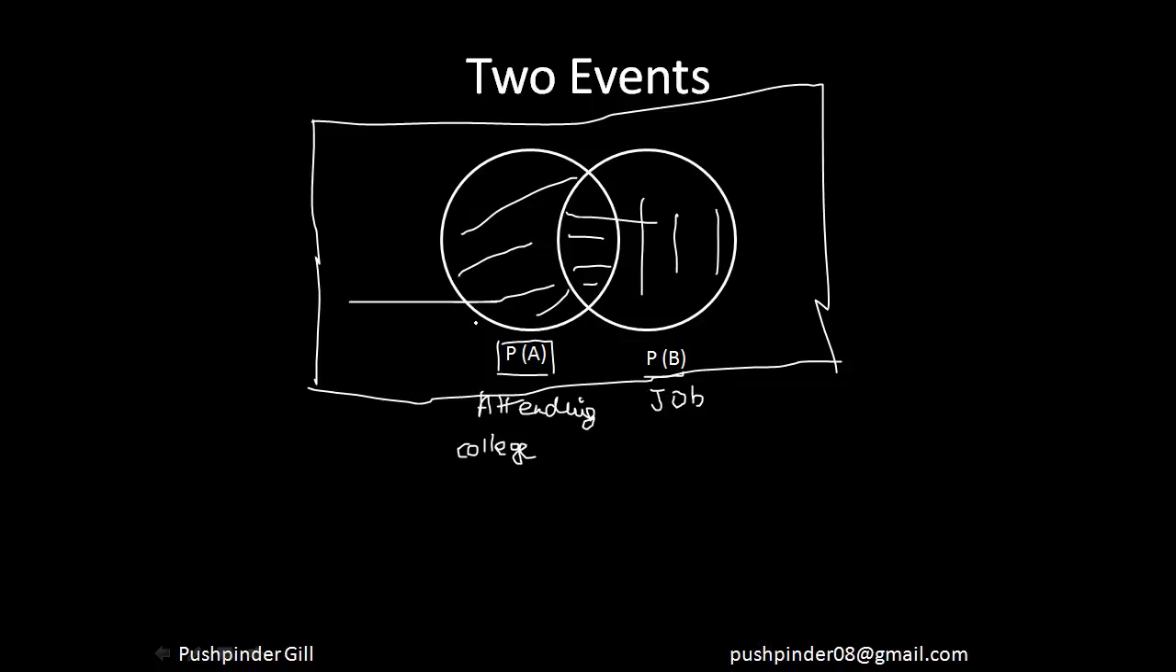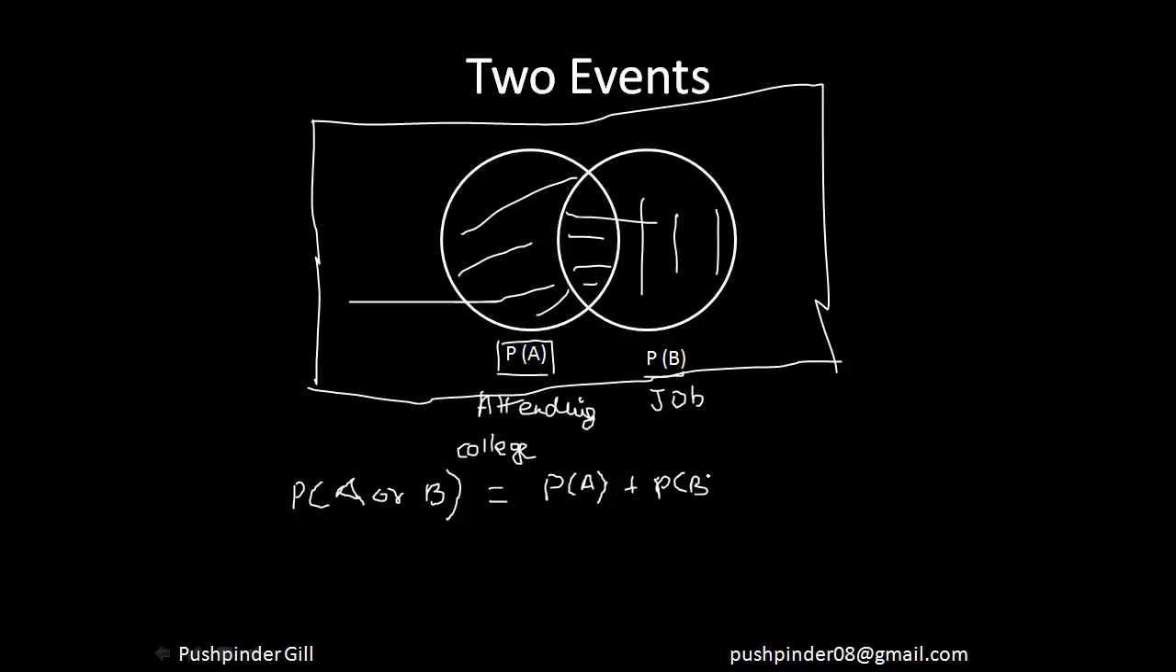So let's suppose I want to calculate that either I will attend the college or I will get a job. So what is the probability of that happening, right? Either I attend a college or I get a job. Pretty much anything can happen. So I am looking for this complete area over here. So let me do one thing. Let me add the P of A and the P of B. Right? I hope everyone is understanding what I'm trying to do here.